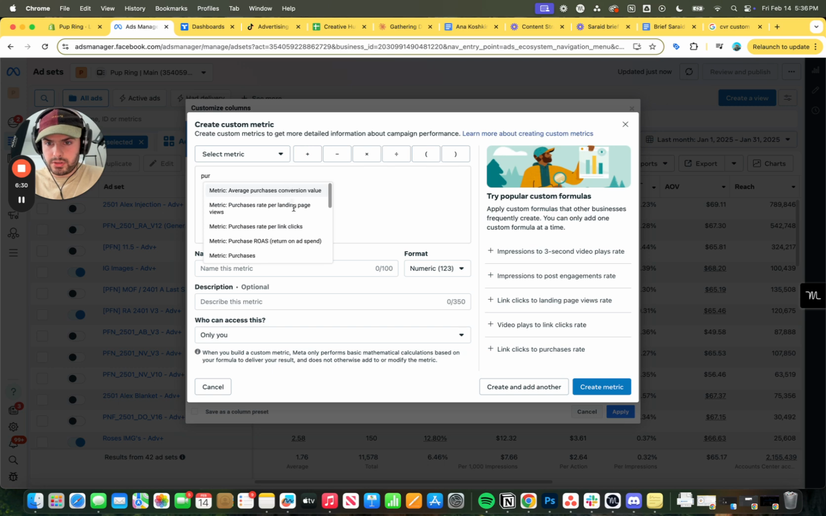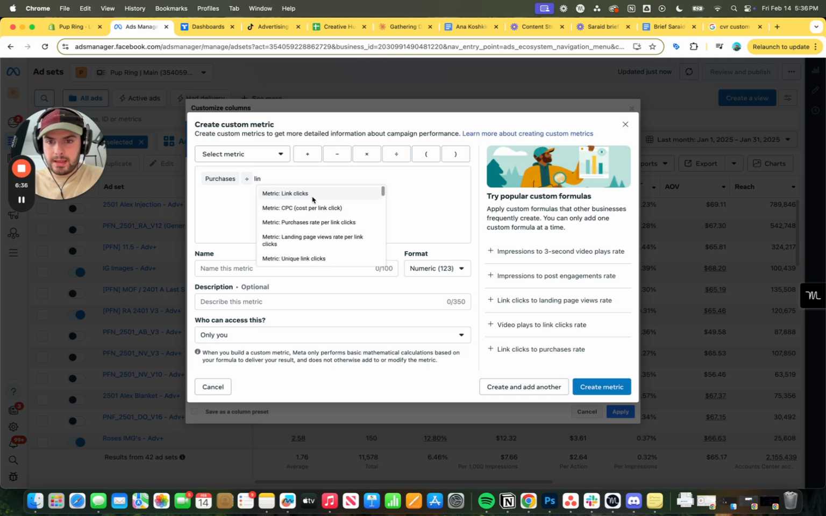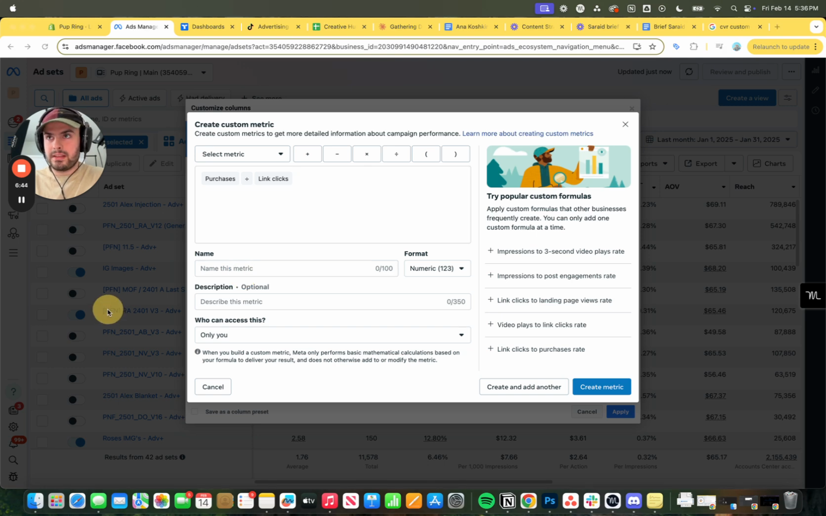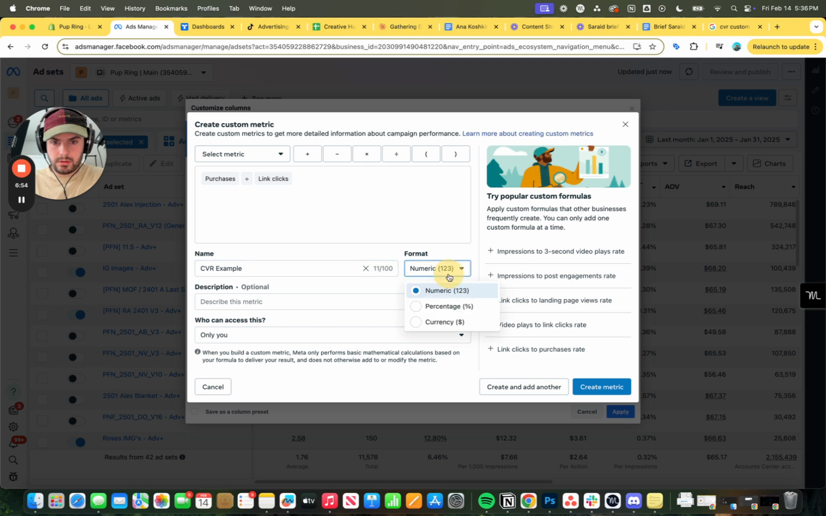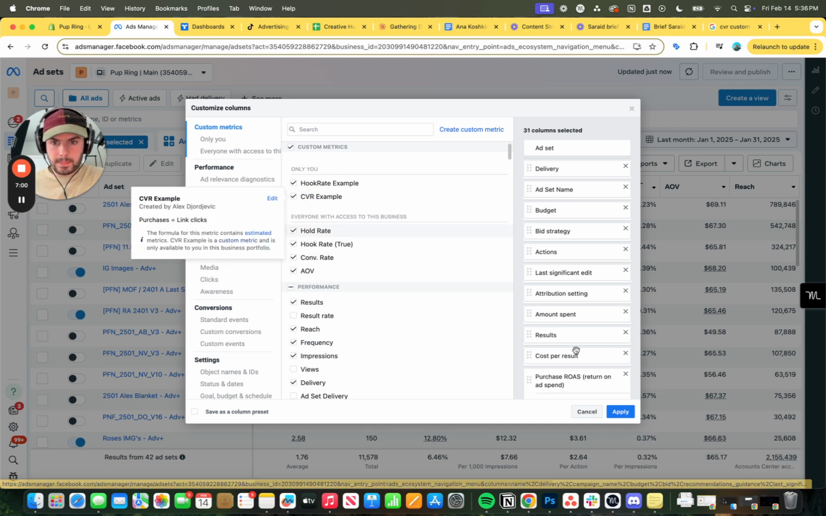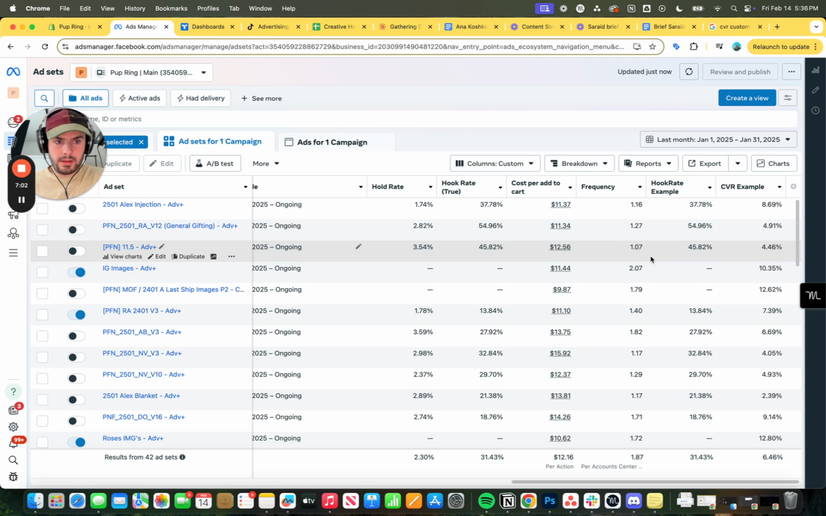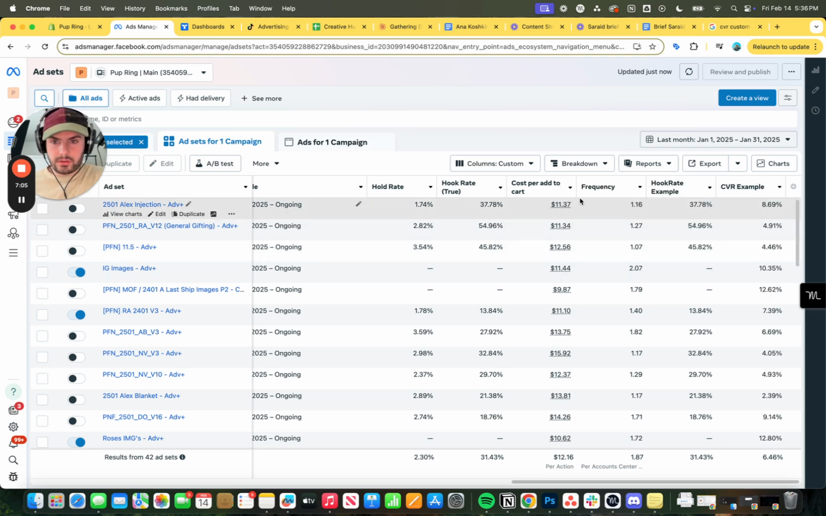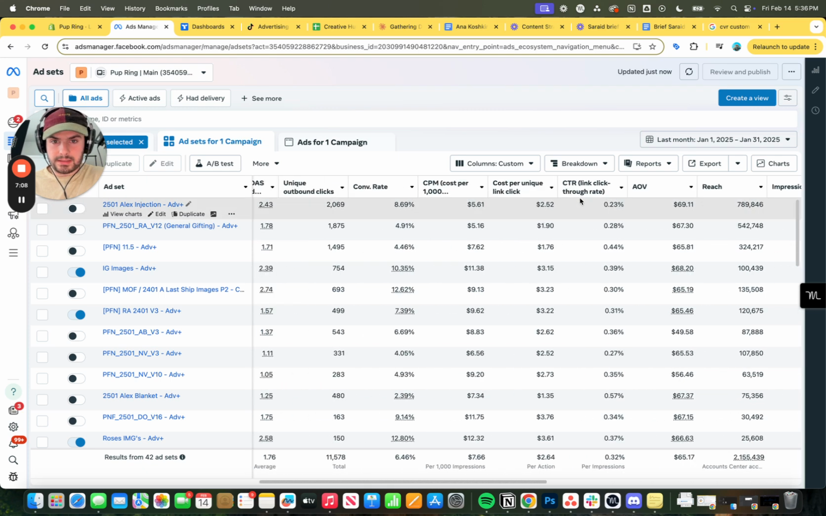let's go purchases, and we're going to take the amount of purchases we have and divide it by the link clicks that we have. You can either do link clicks or unique link clicks. It'll give you slightly different numbers here. We're just going to say CVR example. Also put it as percentage, create metric. I'm going to apply it here, and you can see we can see the conversion rate now on each of these ads.